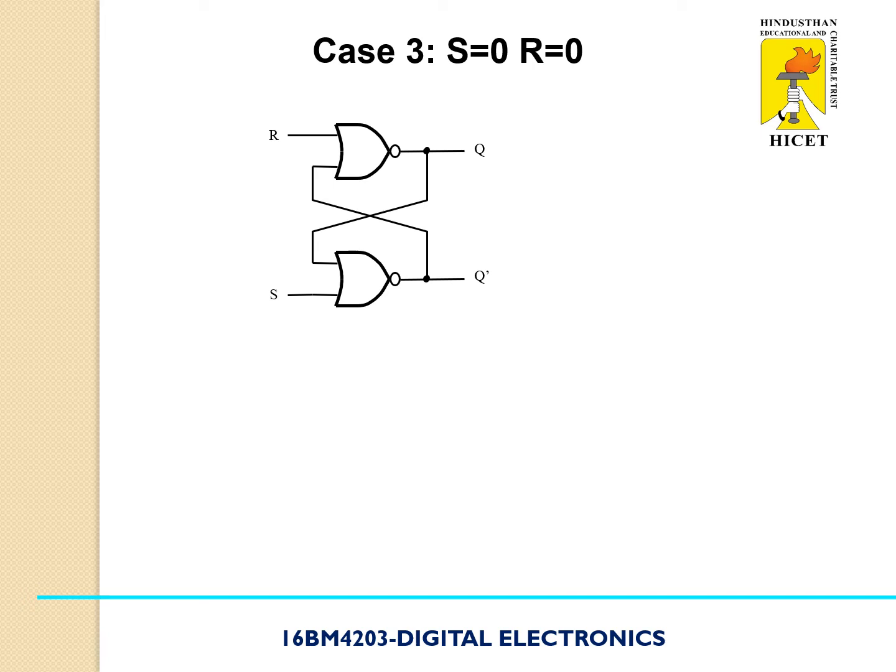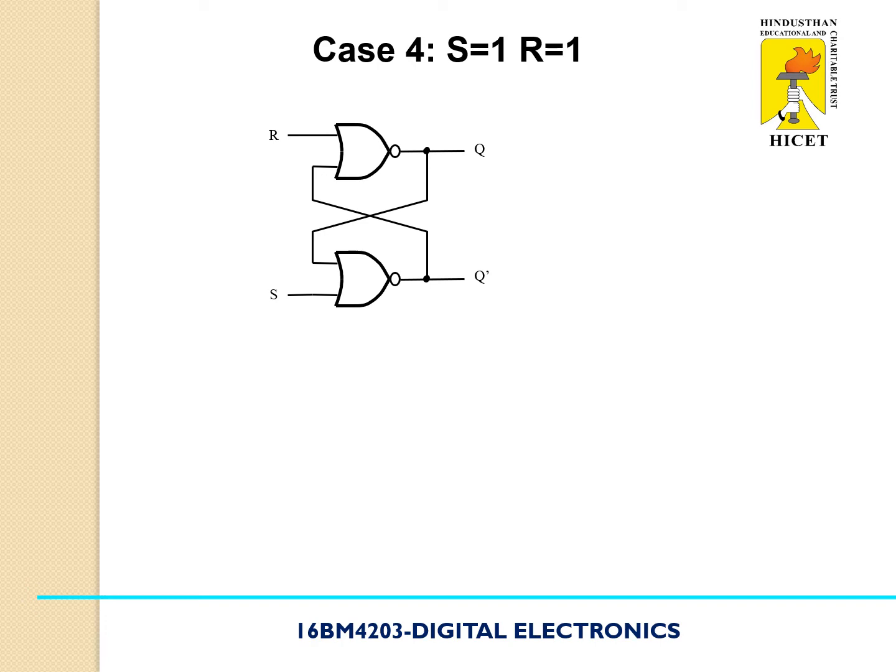Now second case, Q equal to 1. Assume Q equal to 1. That 1 is applied to the NOR gate 2. Even if any one input is 1, output 0. That 0 is applied to the NOR gate 1. Already R equal to 0. So 0, 0 is applied, output 1. So initially 1, now the same state is maintained. This is called no change.